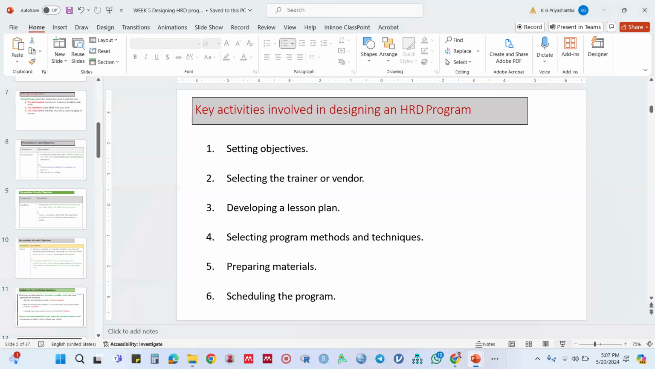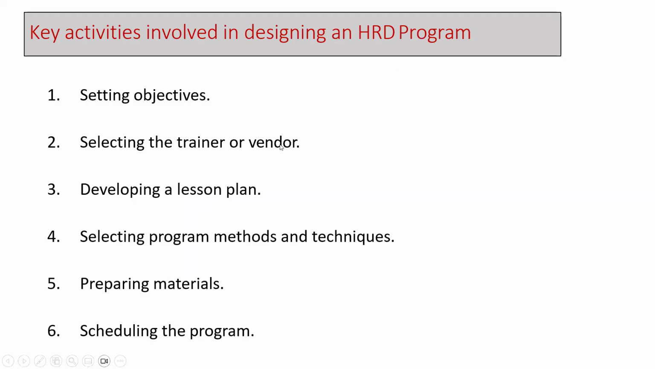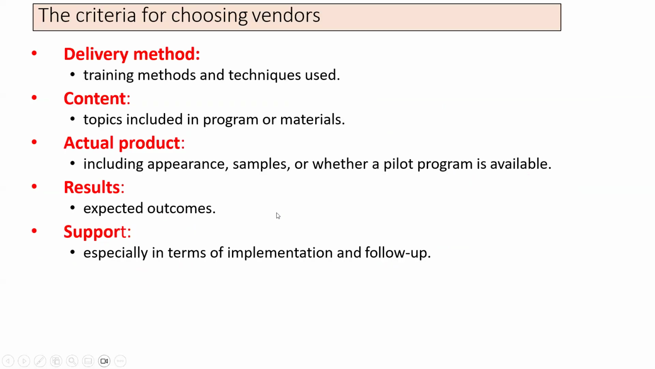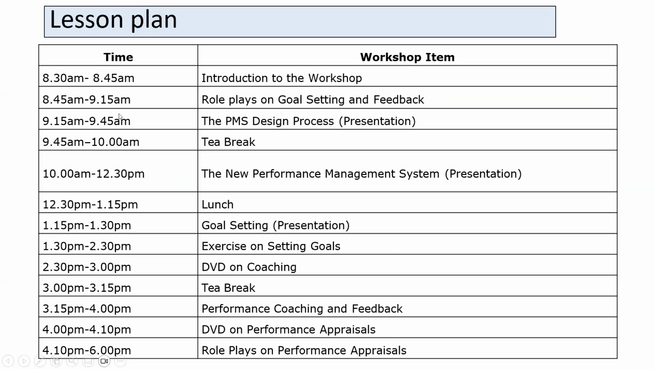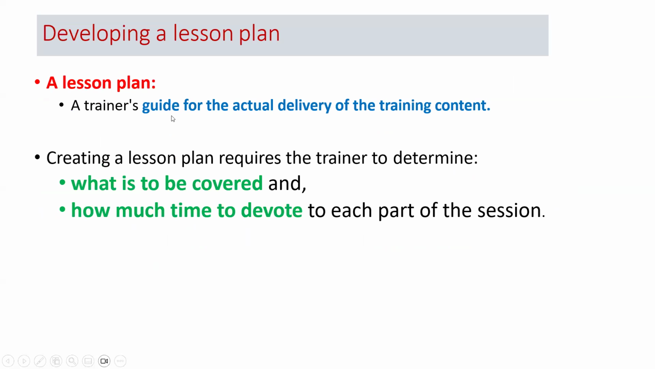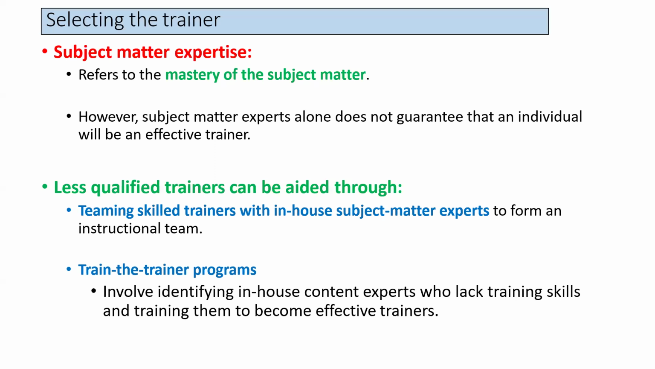Right. We were discussing setting objectives, selecting the trainer, now developing the lesson plan. Now, this is the lesson plan. For example, lesson plan is program outline. Our course outline is kind of a lesson plan, right? C1 form or course outline is kind of a lesson plan.